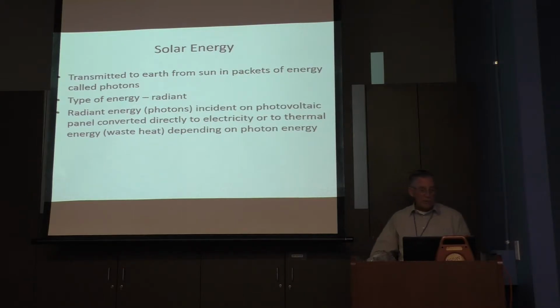Next one we're going to look at is solar energy. The type of energy is radiant energy in the form of photons. The radiant energy or photons incident on a photovoltaic panel is converted directly to electricity or to thermal energy, waste heat, depending upon the photon energy. The U.S. government became heavily involved with solar energy research and development in the 1970s and began creating grants and tax incentives in the 1990s to make rooftop solar electricity generating systems viable and affordable for American homeowners. And as of 2020, solar energy provides about 2.3% of U.S. electricity generation.